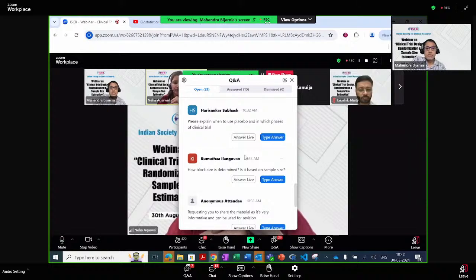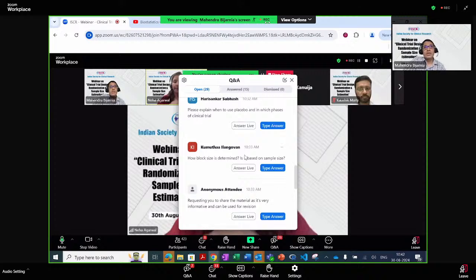Please explain when to use placebo and in which phases of clinical trial. If there is no critical condition of the study participant, I think it's allowed to use placebo. But there is a published FDA guideline, the selection of controls. In that, a lot of details are provided.